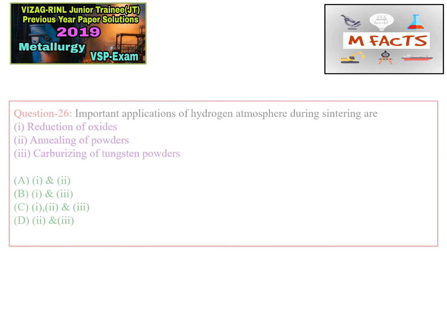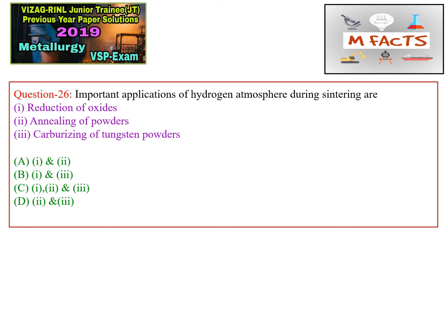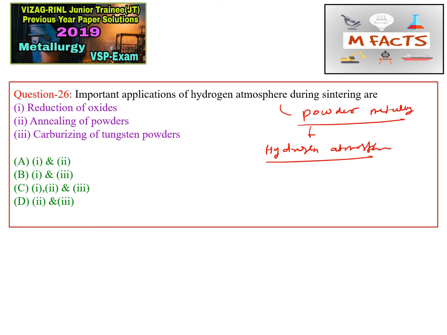The next question is about important applications of hydrogen atmosphere during sintering. This is basically part of powder metallurgy, and in powder metallurgy the sintering process is very important. In the sintering process, they use the hydrogen atmosphere because they want to do annealing of powders. This is one of the reasons for the hydrogen atmosphere.